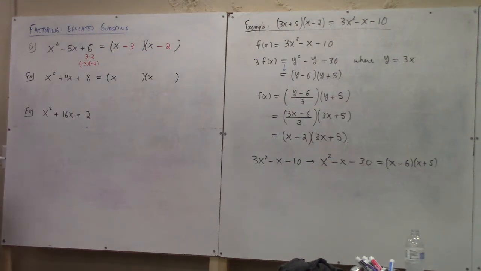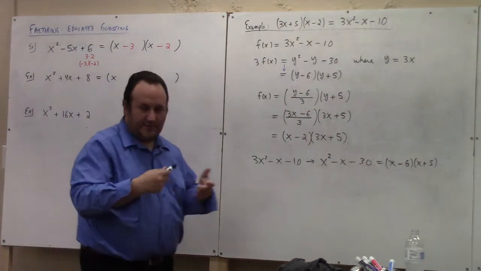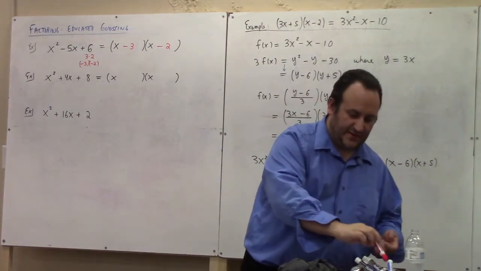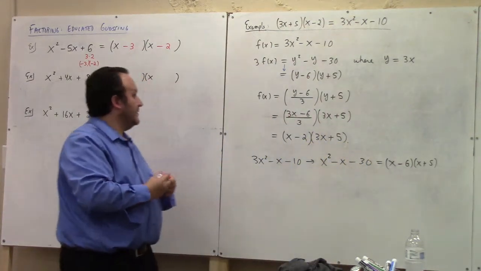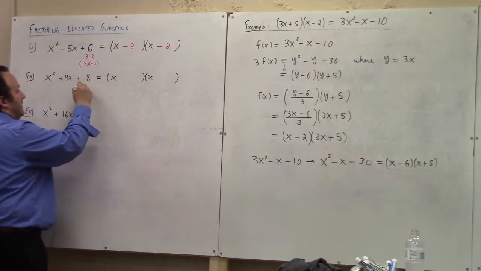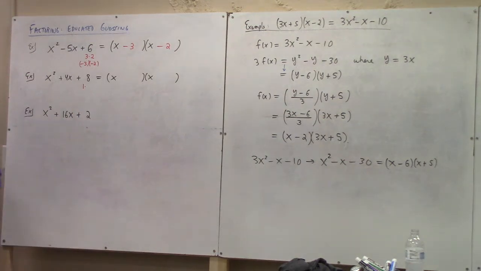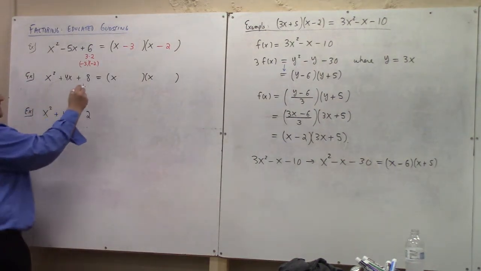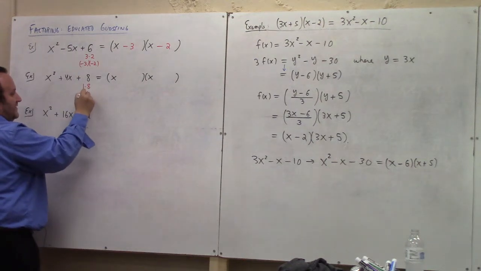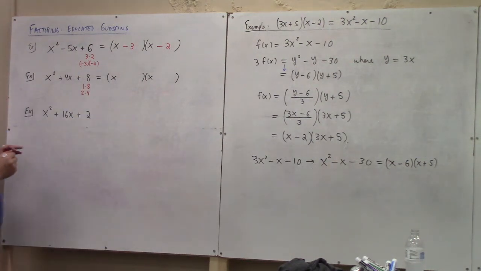Now 8. 8 we could write as 1 times 8. We could write it as minus 1 times minus 8. We could write it as 2 times 4, right? Looks like we won't need minuses here, right? If it's all plus, you don't have to think about minus, right? So this is 1 times 8 or 2 times 4. Them's your choices pretty much.